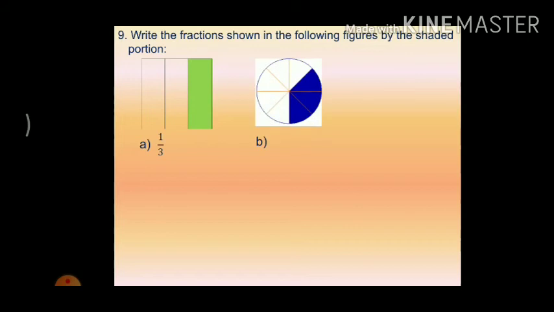Let's try another shape. Here we can see that there are total 8 parts in the shape. So we will put 8 as the denominator and the number of colored parts is 3. So our fraction is 3 by 8. Next, here we have 4 parts in the shape. So our denominator is 4 and the colored parts is 3. So 3 out of 4 is colored. So our fraction is 3 by 4.